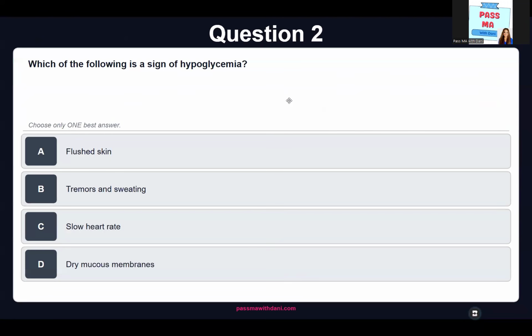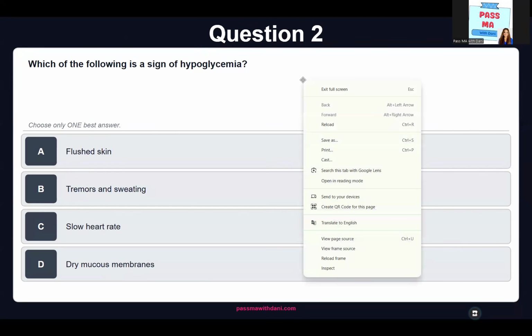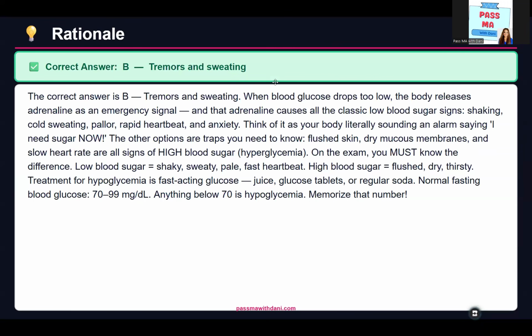Question number two, which of the following is a sign of hypoglycemia? Is it A, flushed skin, B, tremors and sweating, C, a slow heart rate, or D, dry mucous membranes? Hypoglycemia. For question number two, if you said B, then you are correct.